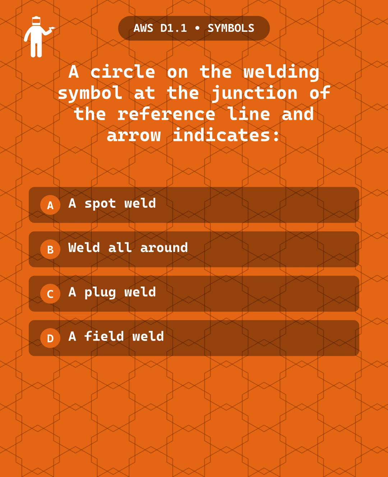Question 4. A circle on the welding symbol at the junction of the reference line and arrow indicates what? Is it A, a spot weld, B, weld all around, C, a plug weld, or D, a field weld?